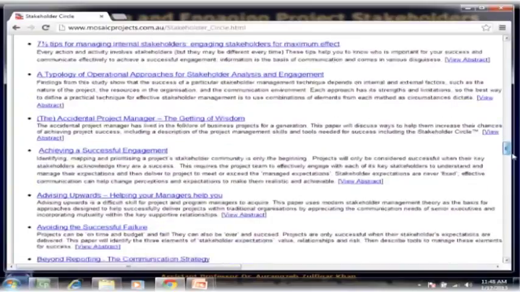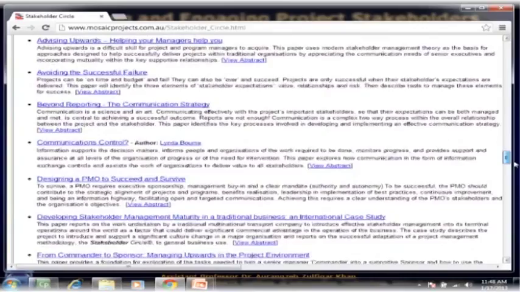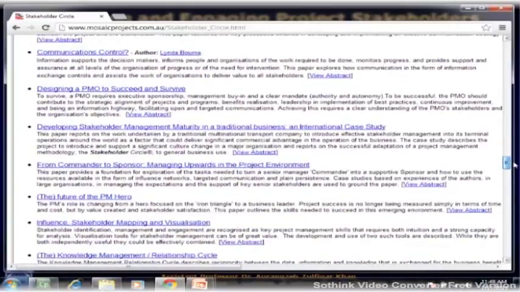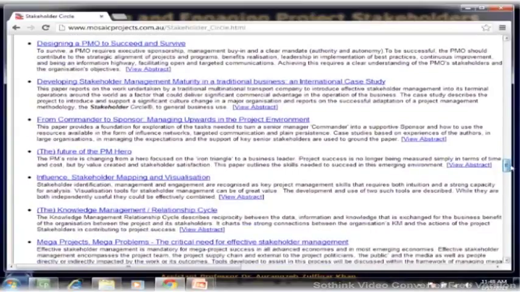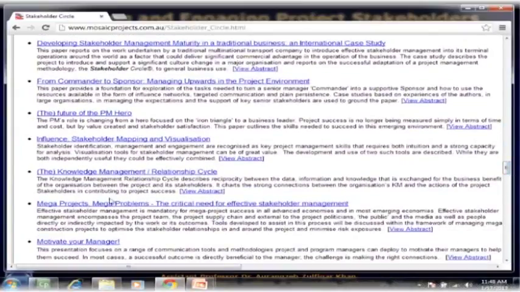All these articles are over here. You can see here. Developing Stakeholder Management Maturity in a Traditional Business, International Case Study, from Commander to Sponsor. It goes on here. Influence Stakeholder Mapping, Visualization. Mega projects, mega problems. The critical need for effective stakeholder management. Effective stakeholder management is mandatory for mega project success in all advanced economies and in most emerging economies.